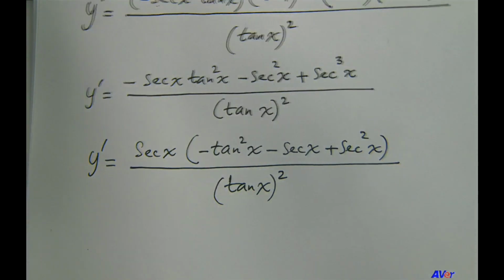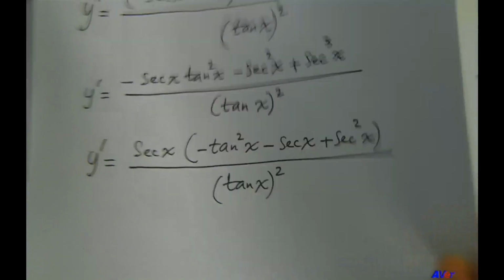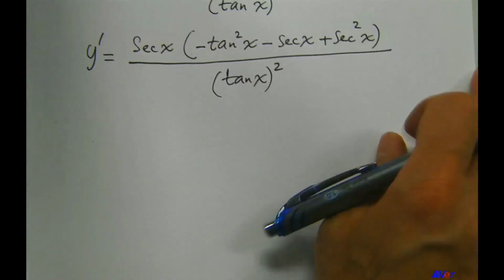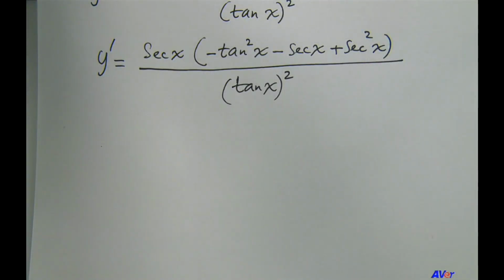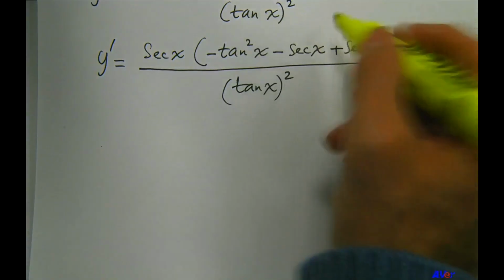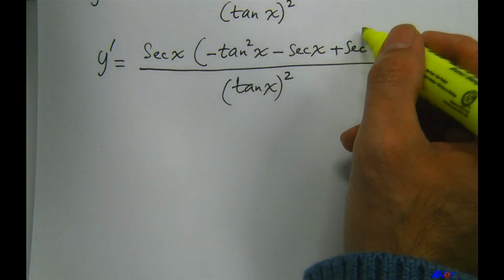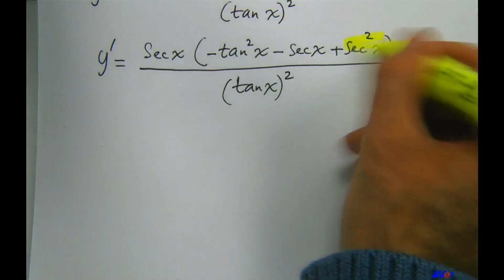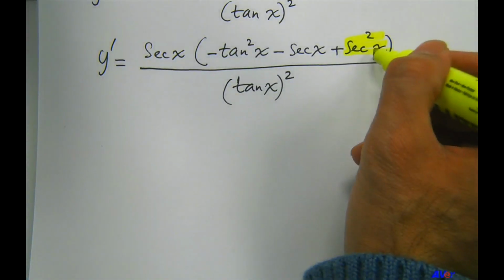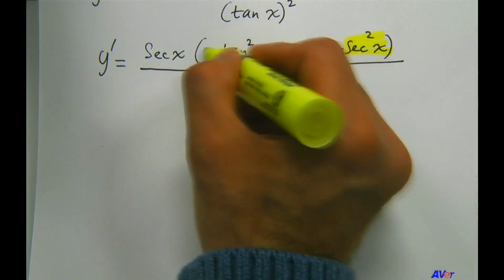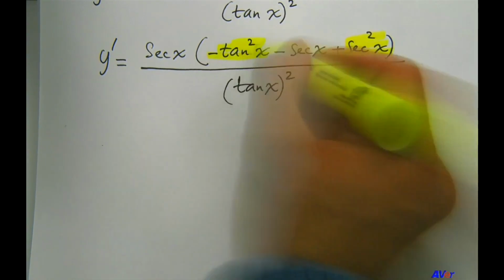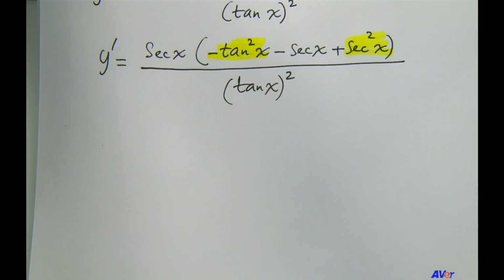Okay. So something interesting happens here, because check these two out. The secant squared x and minus tangent squared x. What do we know about these two from trigonometry?